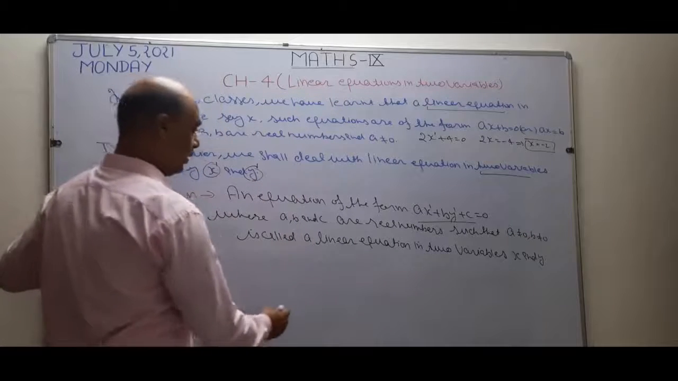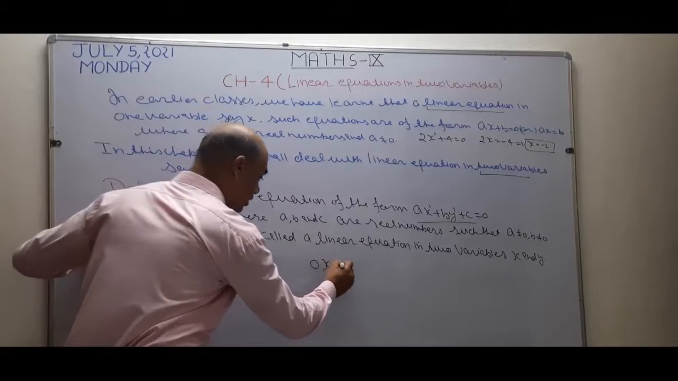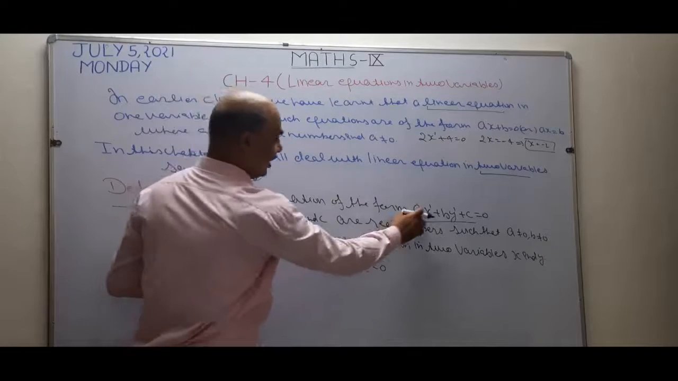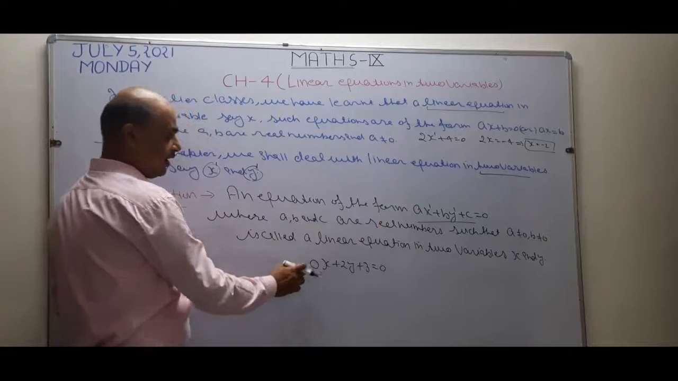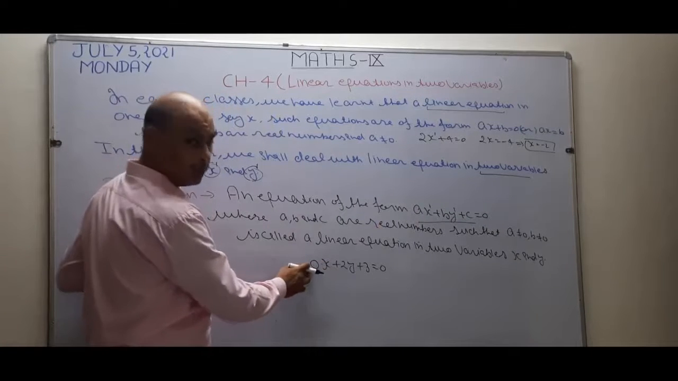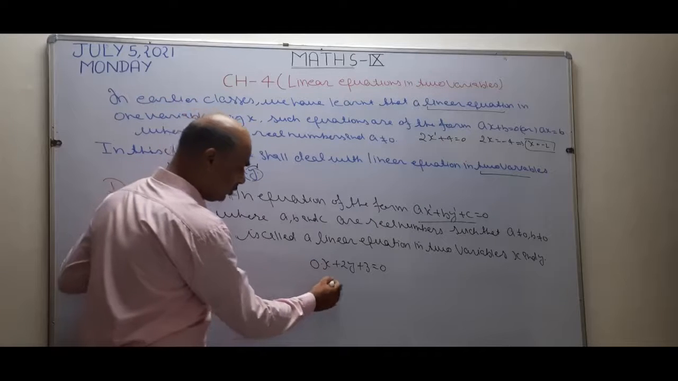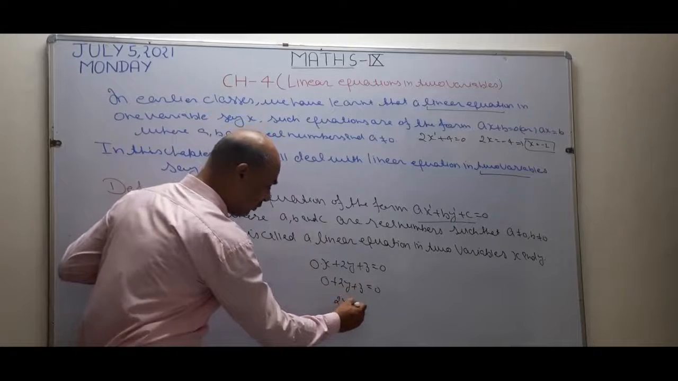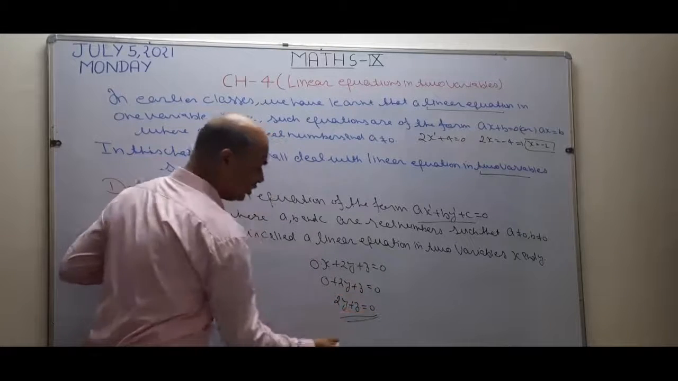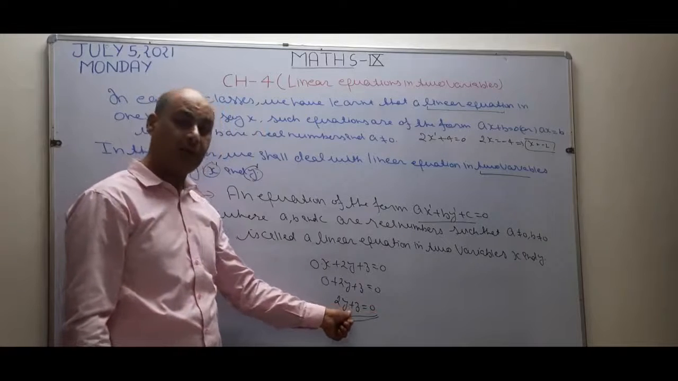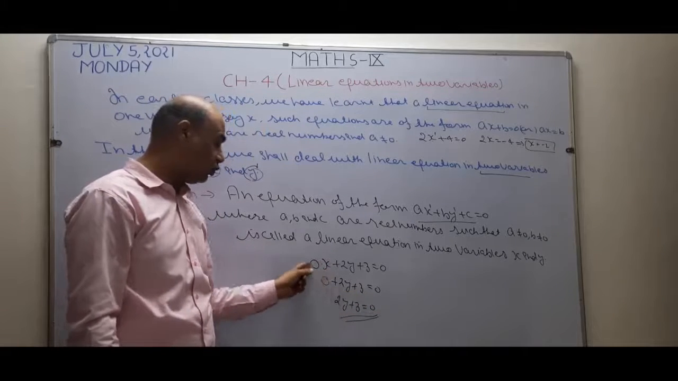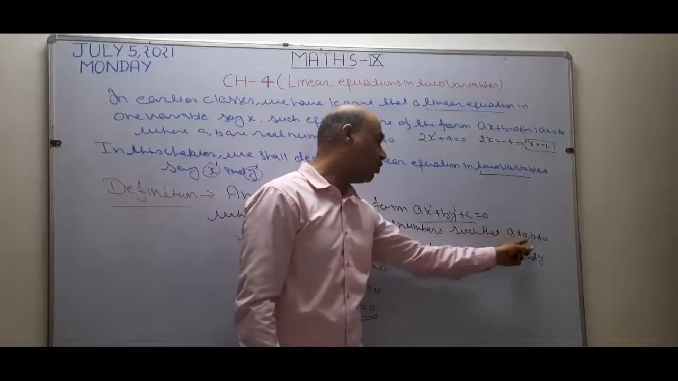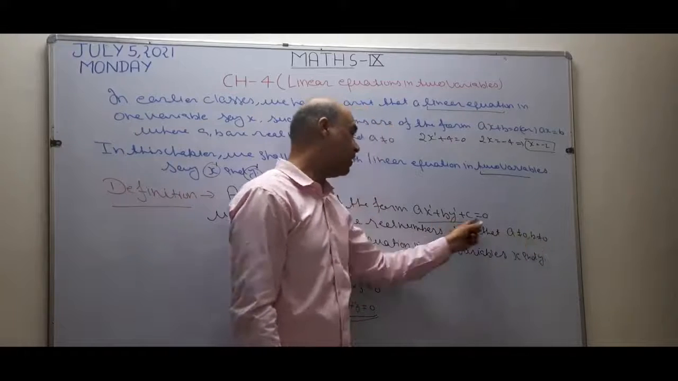See, I want to write one example. If I write here 0x plus 2y plus 3 equal to 0. In this example, I take a equal to 0. When I take a equal to 0, this becomes 0. 0 into something is 0. What is left? 2y plus 3 equal to 0. The original equation becomes 2y plus 3 equal to 0. Now this is a linear equation, but in one variable, not in two variables. x has become 0. So this is the reason I write a and b cannot be equal to 0. Other than 0, we can take any value.